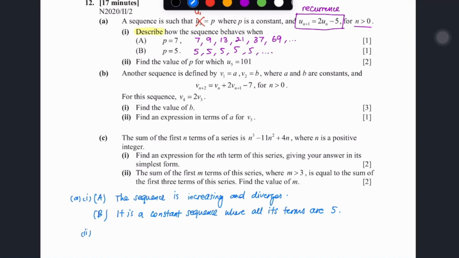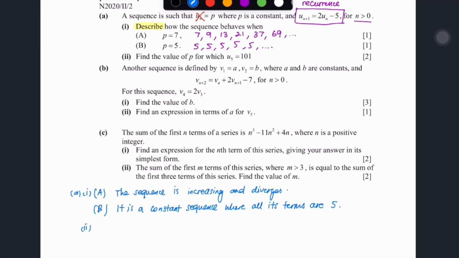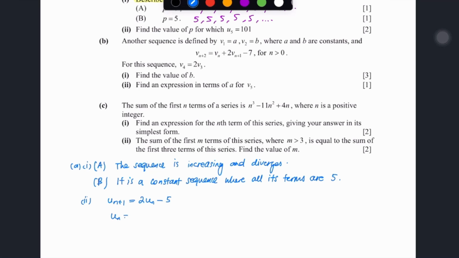So over here you have two ways to do it. You can sub in and massage, or the other way is to make Un the subject. So U of n plus 1 equals 2 times U of n minus 5, then U of n equals half times U of n plus 1 plus 5. So this means that U4 would be half U5 plus 5, which is half of 101 plus 5. So this would be 53.